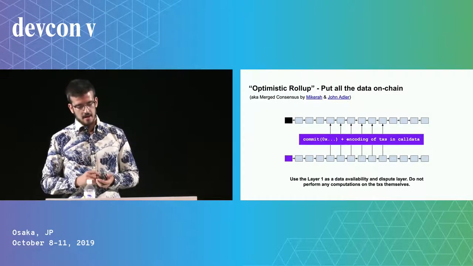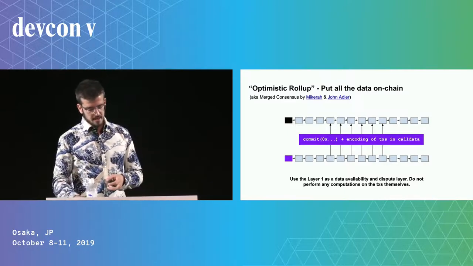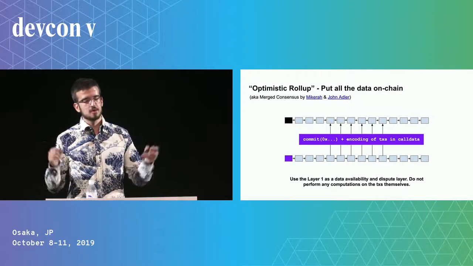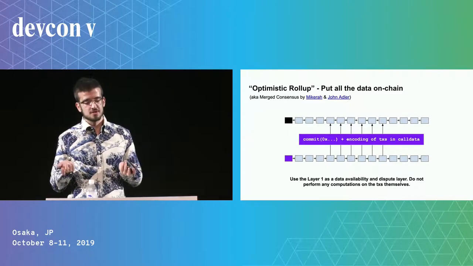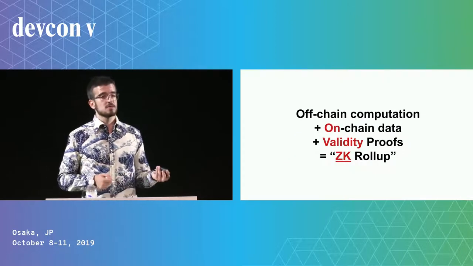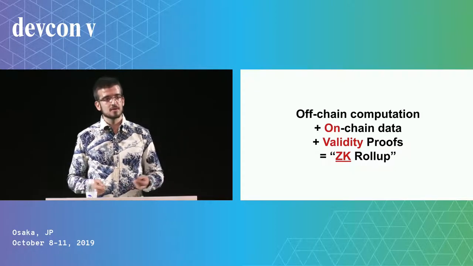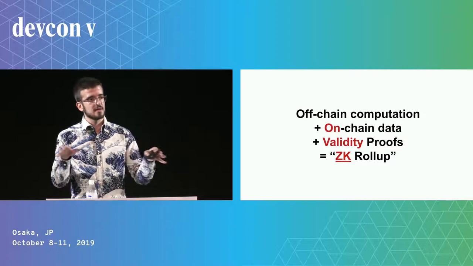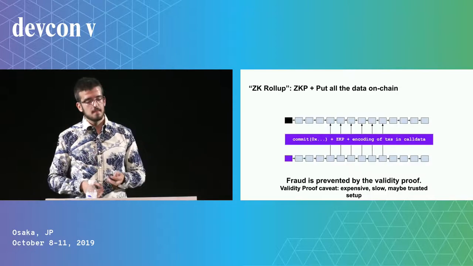The other people working on this, with an independently conceived construction, called it merged consensus, by Mikaela and John Adler, which basically says what I just said. You commit the Merkle root, and also you put an encoding of the transactions. And you use the layer one as a data availability oracle. And then if you swap out the fraud proof and put in a validity proof, a ZK-SNARK, STARK, whatever they call it these days, you have a ZK rollup. I'm saying this just so that we can get over the word salad and understand the bits and pieces that make up a mechanism.